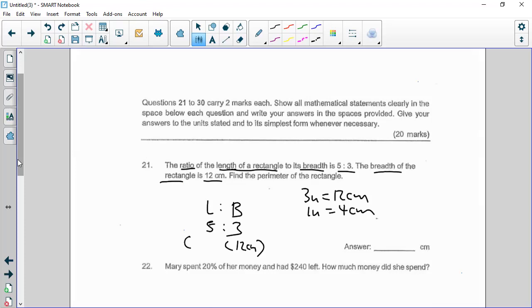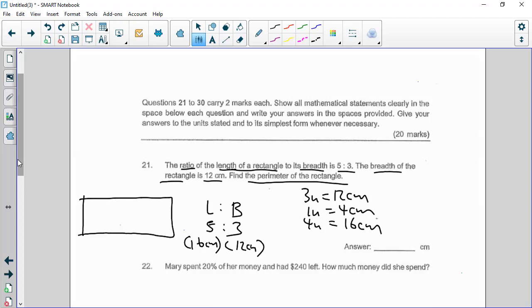Then can you find the length? The length is 4 units, and then 4 times 4. So the length is 16 cm. Then how do you find the perimeter of the rectangle? Some of you have a tendency to make careless mistakes. There is a method: draw a diagram. There's no rectangle drawn for you, so you can draw. So the length is 5 units, which is 16, and the breadth is 12, and the breadth here is also 12.